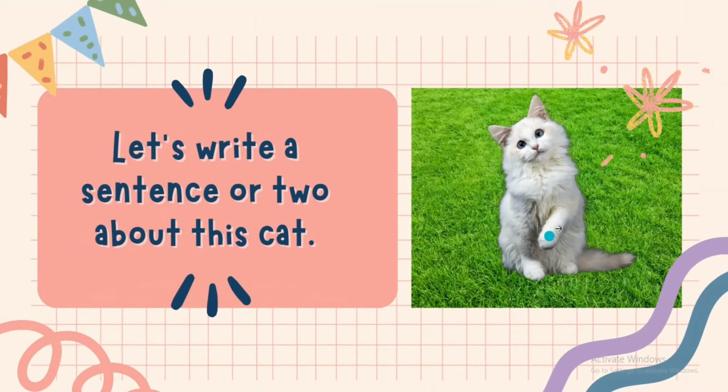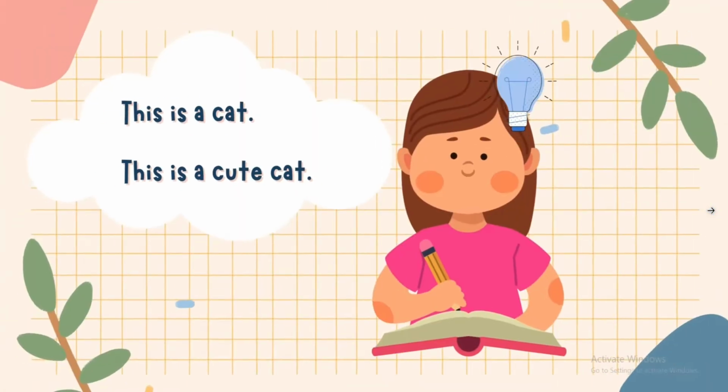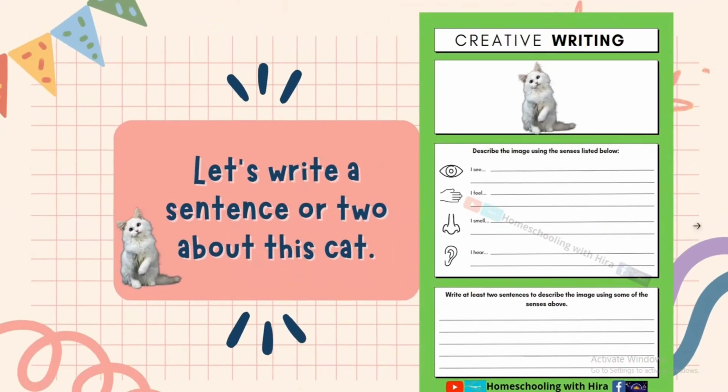If you have got a picture of a cat and ask your kids to write a sentence or two about this cat, and they are not trained to write creatively, what do you expect from them? They might write, this is a cat or this is a cute cat. Right. But this seems boring and we need something more. So, to help kids write creatively, we can use these types of worksheets. In this worksheet, we have a picture here, and then we need to describe the image using the senses listed below.